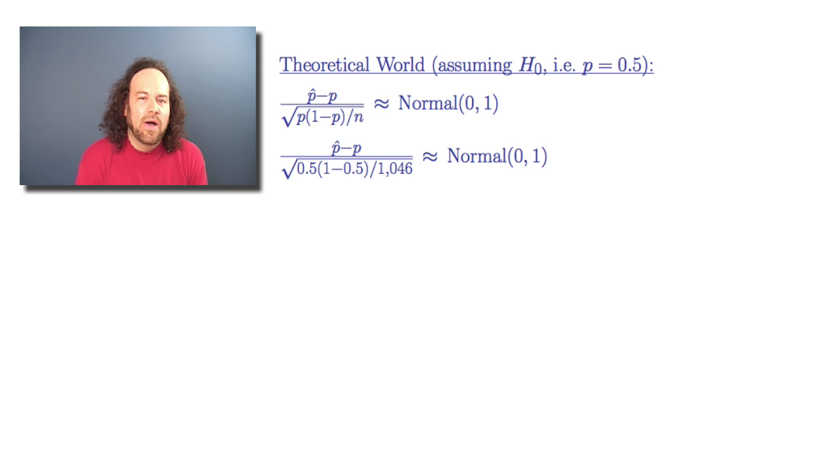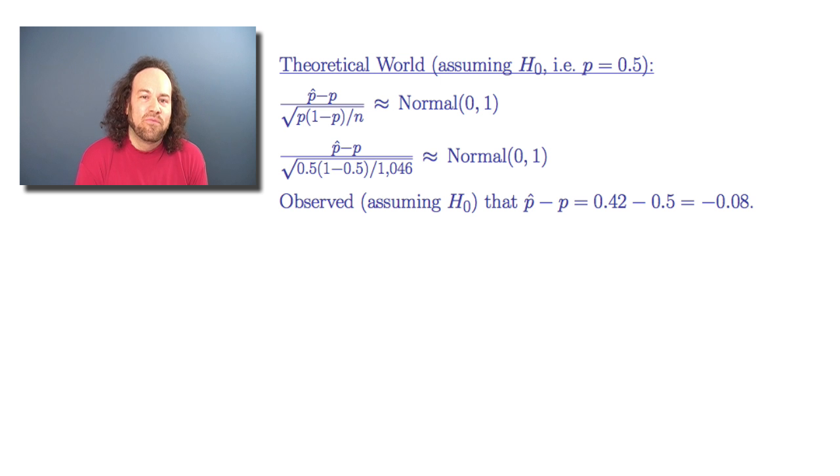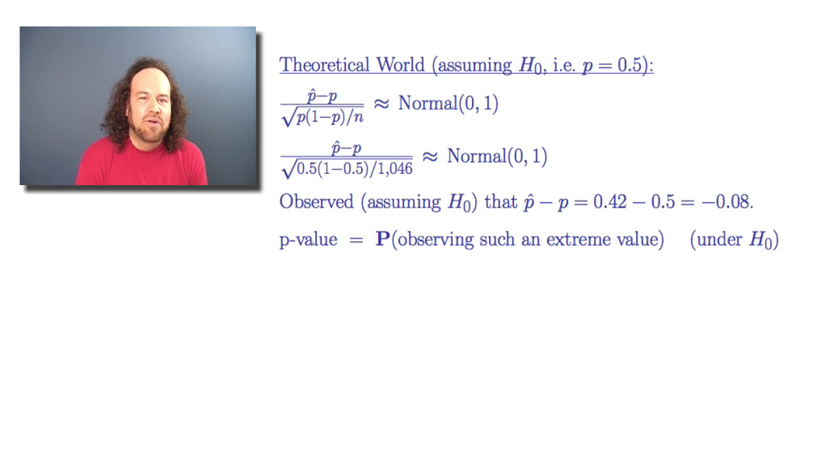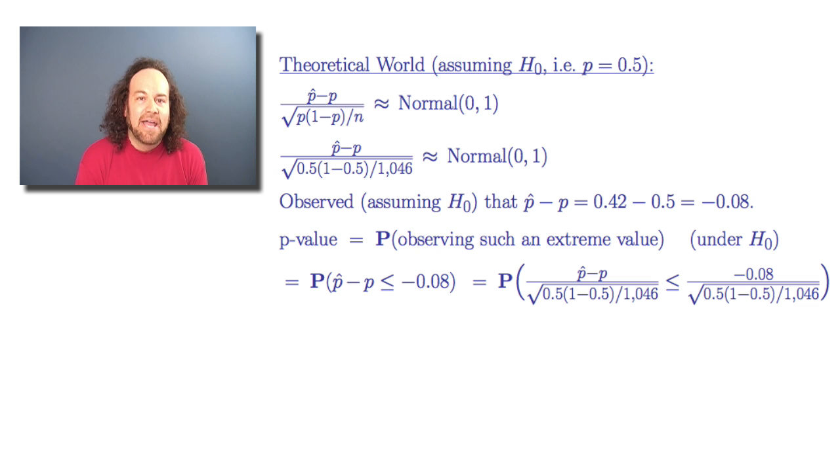From there, we can say, well, what we observed under the null hypothesis would be that p hat minus p was the 0.42 of the population that we observed supporting the mayor, minus the 0.5 of the population that we're assuming under H0 supported the mayor, which of course is equal to minus 0.08. So to compute a p-value, we want to compute the probability of observing a value that extreme or more extreme under the null hypothesis. We want to compute under the null hypothesis the probability that p hat minus p is less than or equal to minus 0.08.